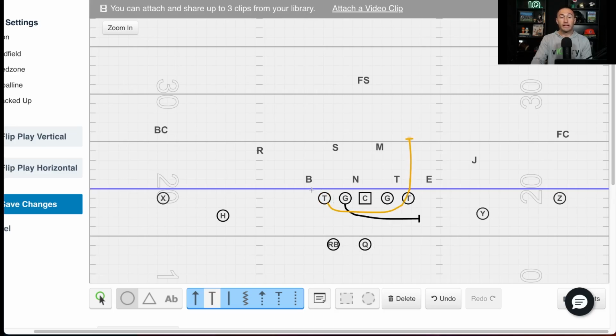The quarterback will read him. And if he goes down the line of scrimmage like this, he's going to pull the football and wrap out this way. If he sits and waits on the quarterback, then we have the numbers advantage.